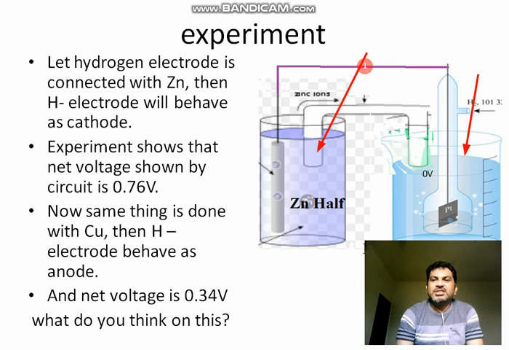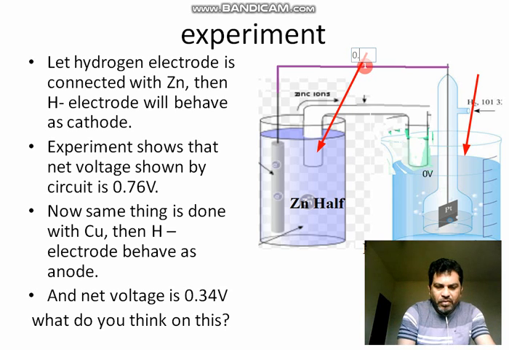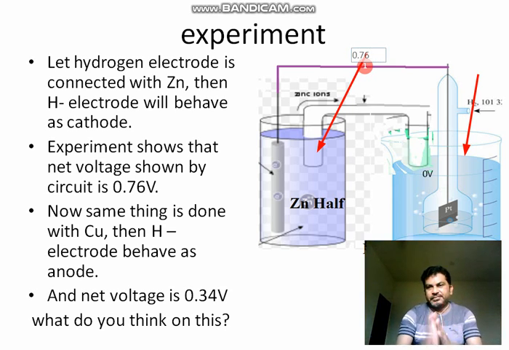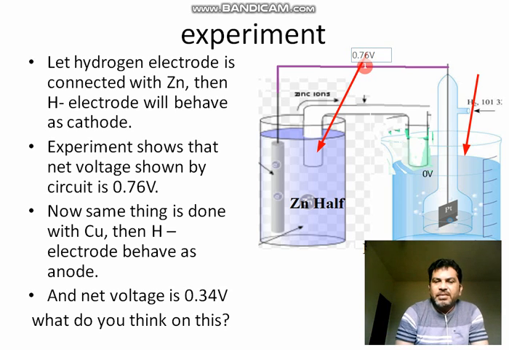Okay, so this voltmeter is showing some voltage. Suppose the voltage shown by the voltmeter is 0.76. What is the value shown by this voltmeter? This value is 0 and this value we don't know. Suppose I write this as the x value, x volt is given here.